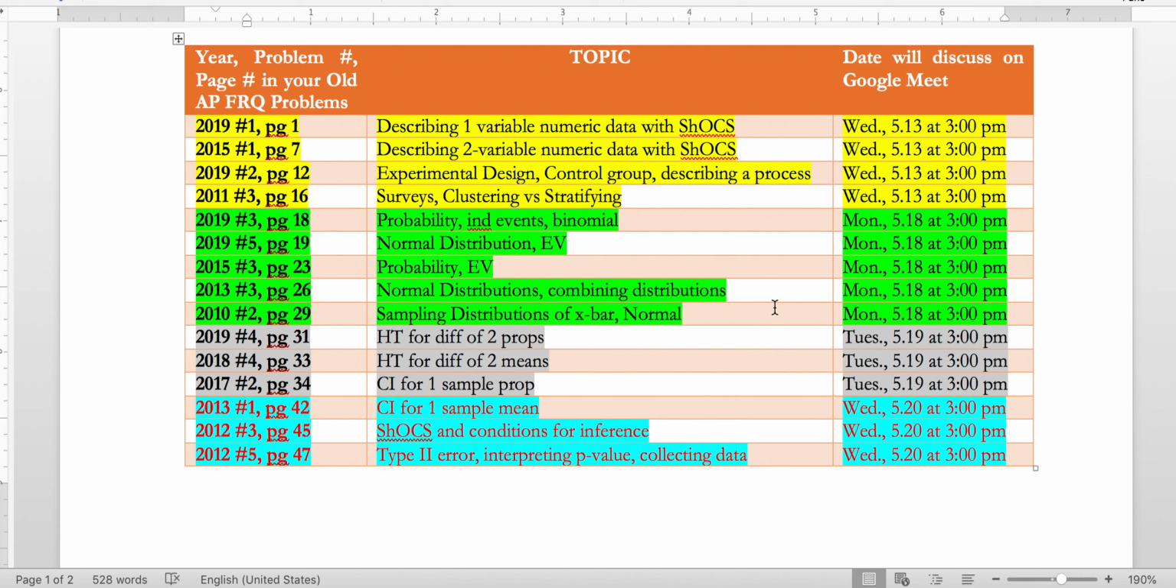I'm also planning on making videos for each of these. If you can't make these Google Meets, you'll at least be able to get some solutions and hear about some of the tips and suggestions for these things. So that's what I wanted to talk with you about today. And good luck studying this week and next week. And make sure you're asking questions and just getting ready for 2 weeks from today.